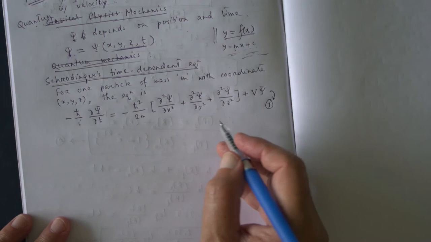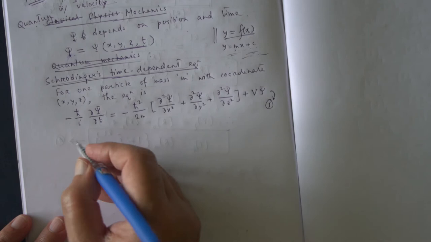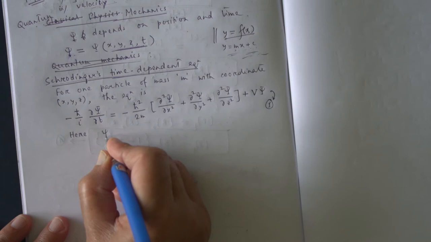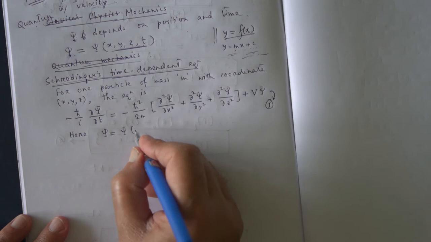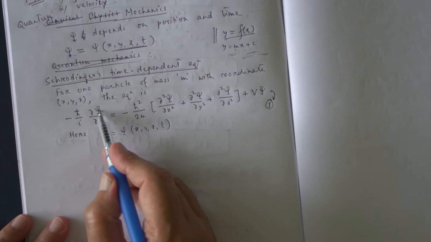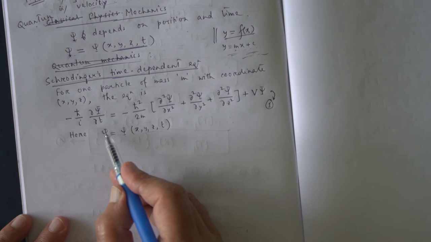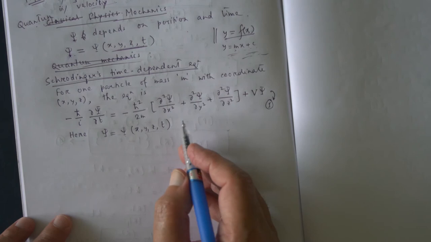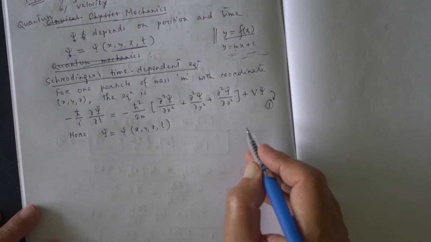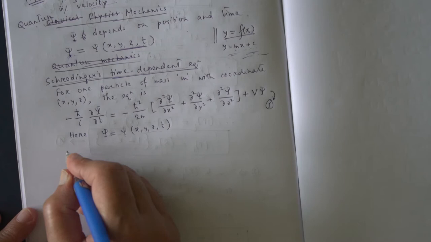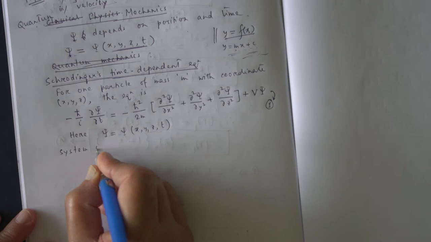So obviously here psi depends on x, y, z and t. Psi is a function of x, y, z, t. This psi is actually this. We have not written here x, y, z, t, but this means this only. Now, let us see another example. Suppose we are writing the Schrodinger equation for a system of two particles.